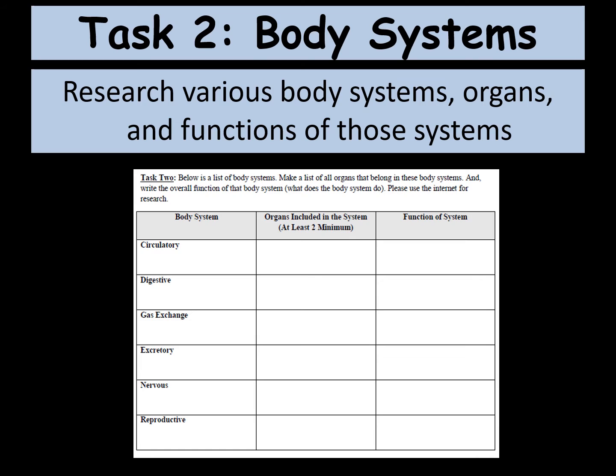Number 1, I want you to list at least 2 organs per body system. Okay, and then go ahead and just type it in the table. And then also I want you to research what is the function of that system. So why does the human body possess, or why do we have that body system with us?